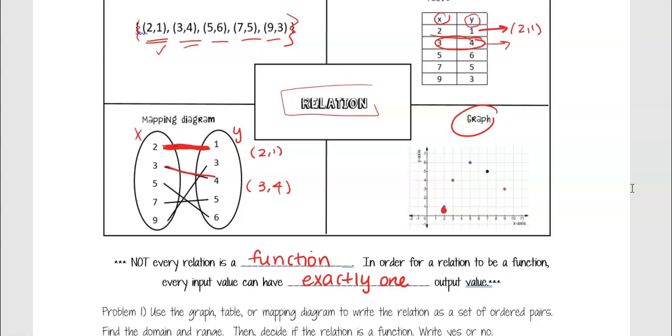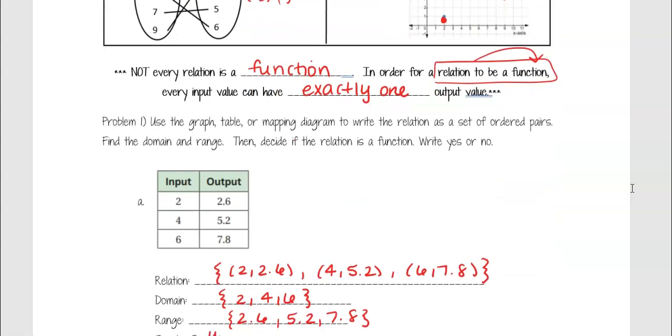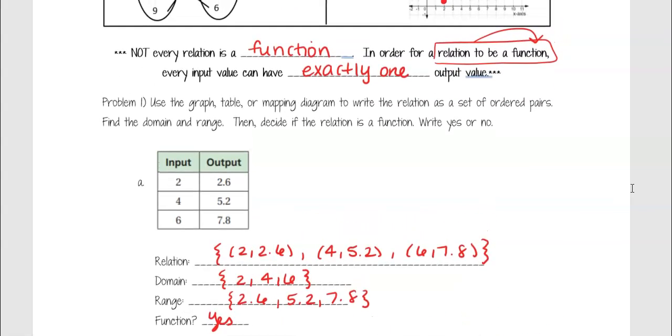And not every relation is a function. A relation is just a set of points, that's all. But in order for a relation to be a function, every input value has to be matched to exactly one output value, and we're going to look at many examples of that. Let's look at this first example, problem 1. Use the graph, table or mapping diagram to write the relation as a set of ordered pairs, find the domain and range, and then decide if the relation is a function, yes or no.